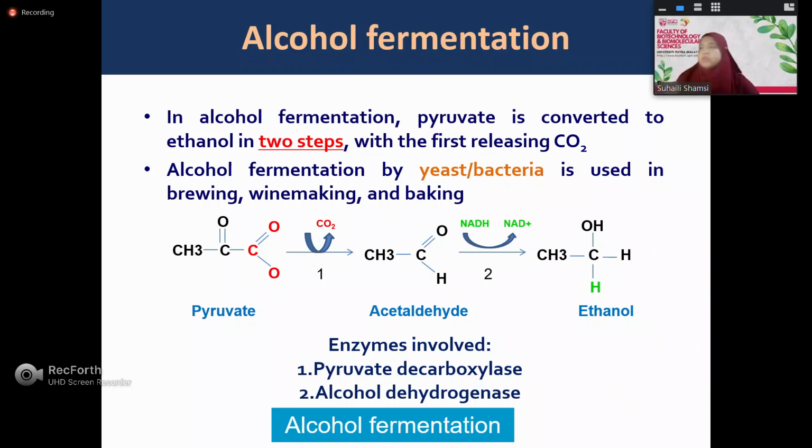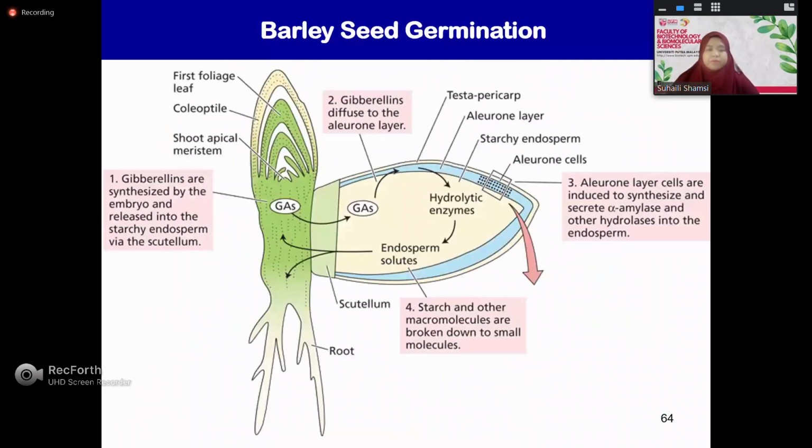And that's why I put the slides here, just to try and refresh your memory on alcoholic fermentation and what the enzymes involved are. And these enzymes, you can find in the yeast itself, right? So gibberellic acid basically gives signals to the endosperm to break from dormancy.